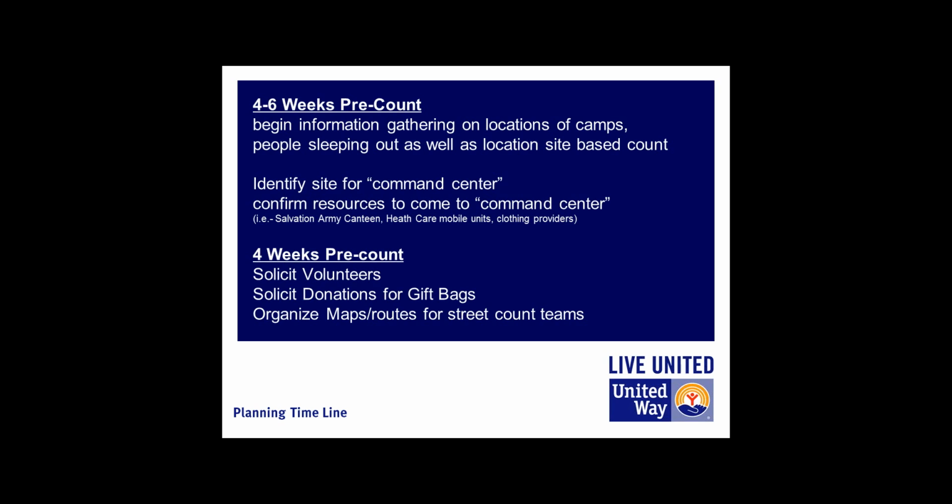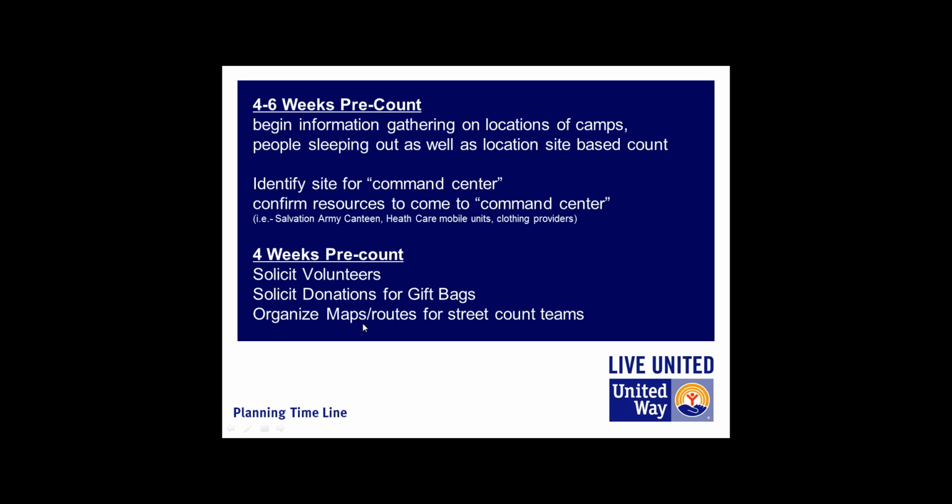Usually 4 to 6 weeks before the count, we begin gathering information on locations of the camps around communities where we see people sleeping outside, as well as where we may want to add a site base to our count. Traditionally, we only do a site-based count at our local soup kitchen the afternoon after our street count. We also identify where our command center is going to be. It's typically at our day center. Every once in a while we've had to move it for various reasons.